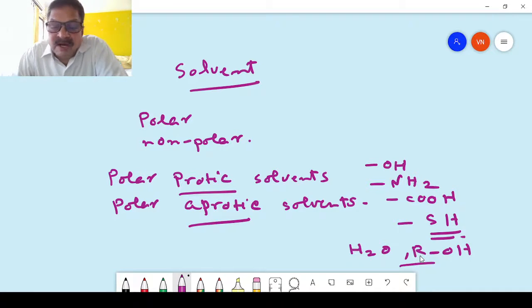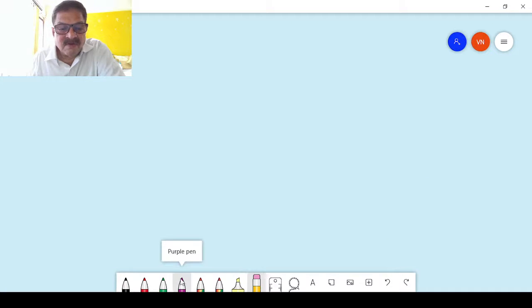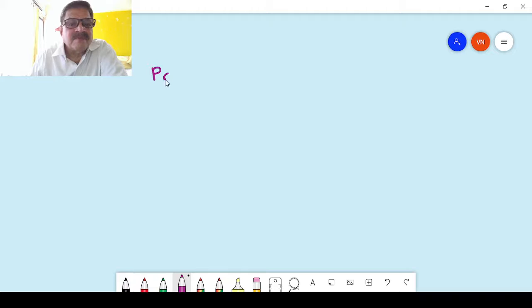Now, polar aprotic solvents are also there. So first, what are these polar protic solvents? Let us discuss their nature, how these solvents influence the reaction here. Let us see. Now, solvation, that is polar protic solvents.